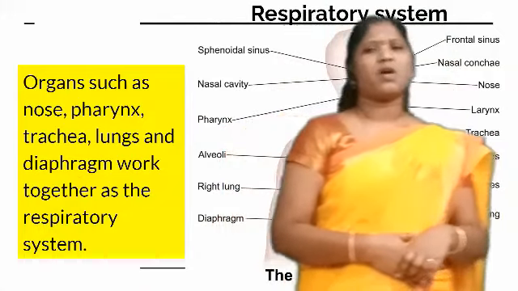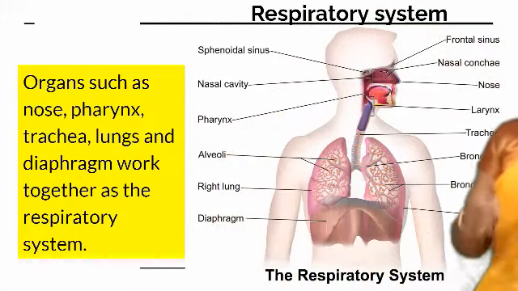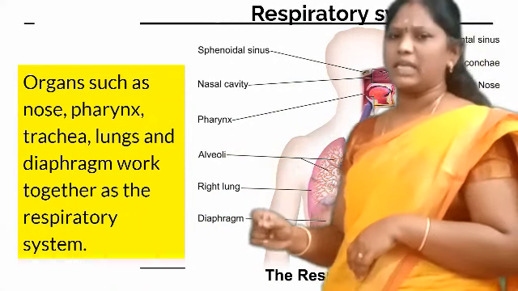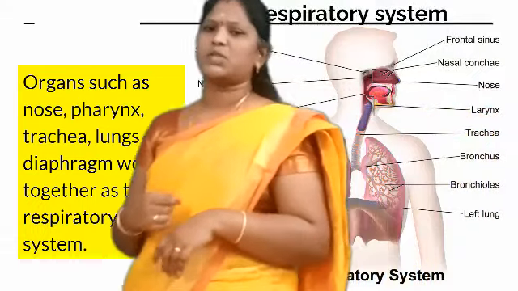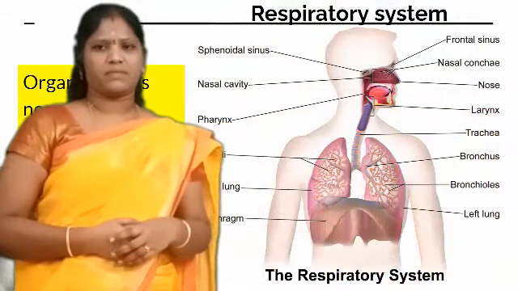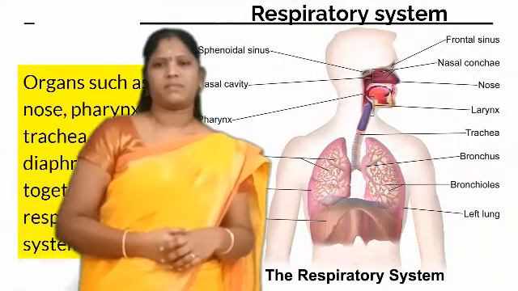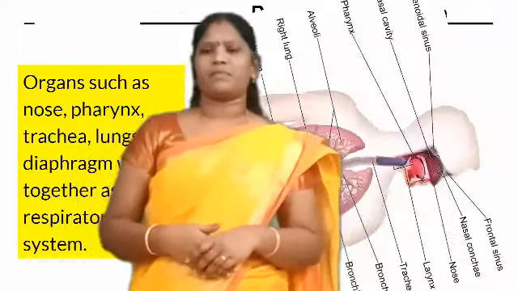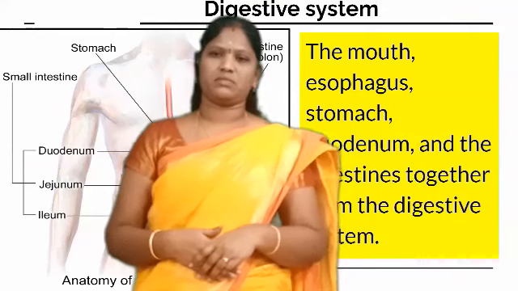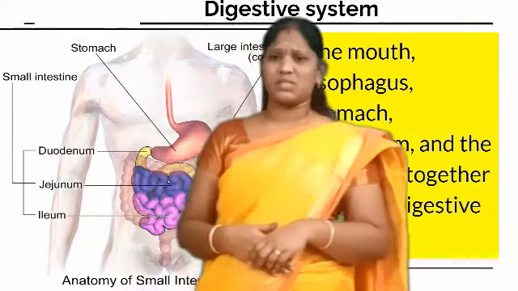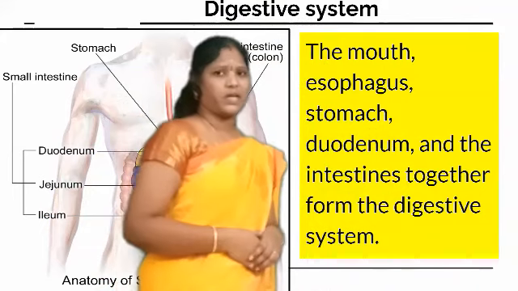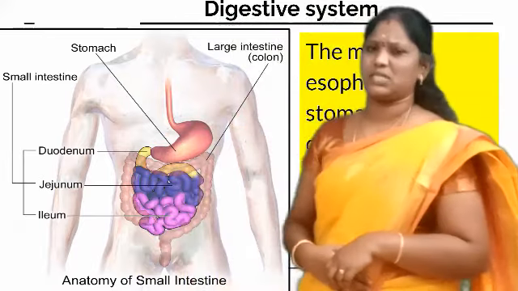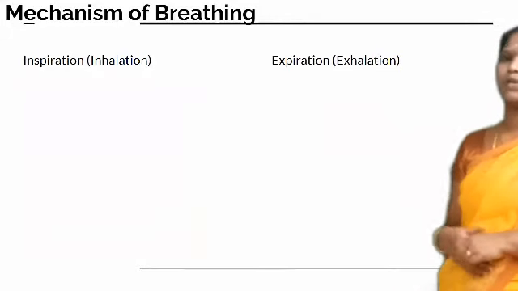Respiratory system. The organs such as the nose, the air enters through the nose and the nasal cavity, pharynx, trachea, lungs and diaphragm work together as a respiratory system. So this is the respiratory system image. Digestive system. The digestive system consists of mouth, esophagus, stomach, duodenum and the intestine. Together they form the digestive system. This is the digestive system of the human body.